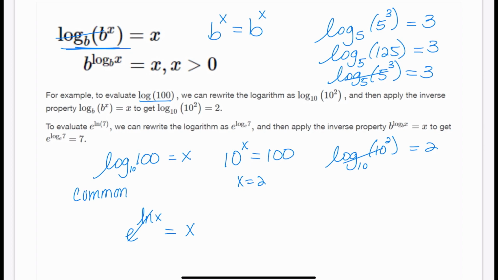E is the natural base, so you're always going to see e raised to a power. If you have e, like in this example right here that I'm circling, to the log base e of 7, again, the log base e is just natural log, so this means e to the natural log of 7. E to the natural log just cancels because they're inverse functions, so the answer is just 7.